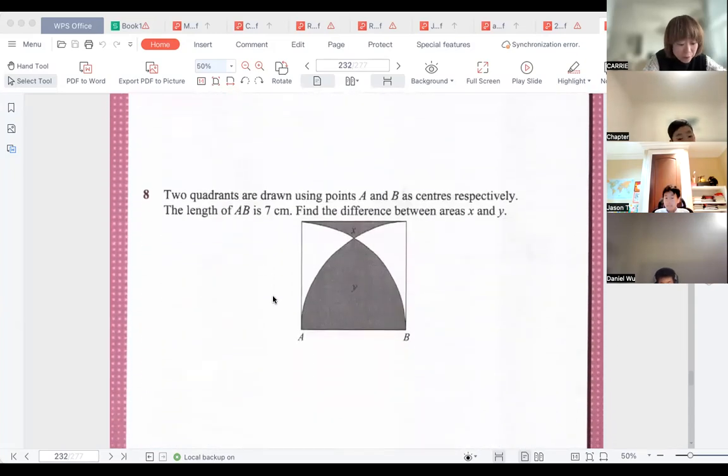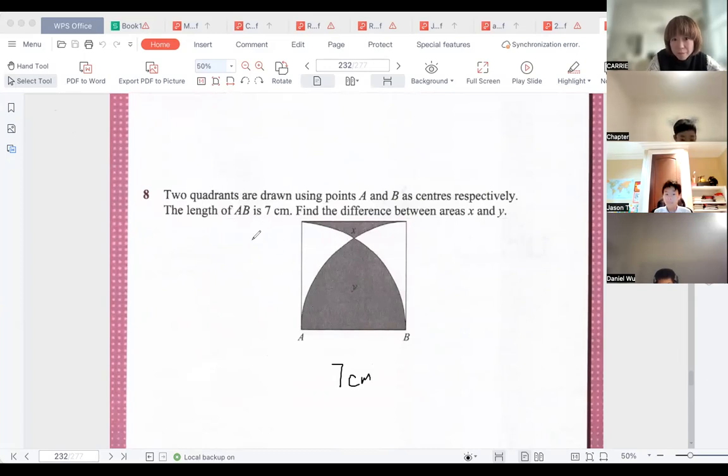Okay, so let's take a look at this one. Last question, okay? Two quadrants are drawn using points A and B as centers respectively. The length of AB is 7. Find the difference between areas X and Y. What does quadrant mean? Quadrant means 1/4 圆, okay?